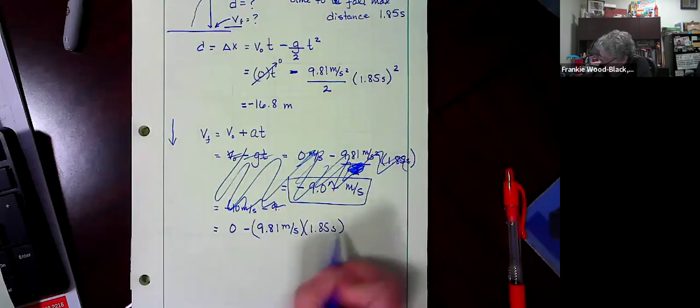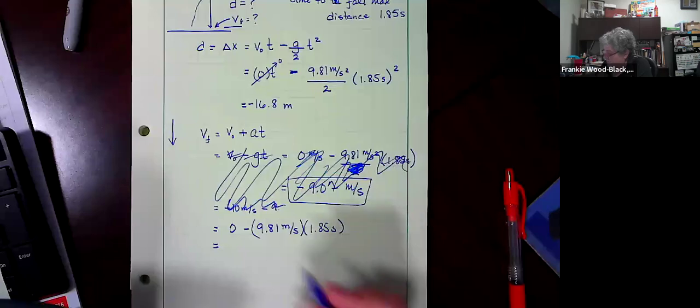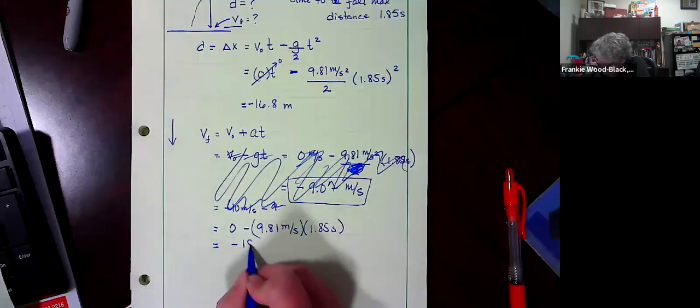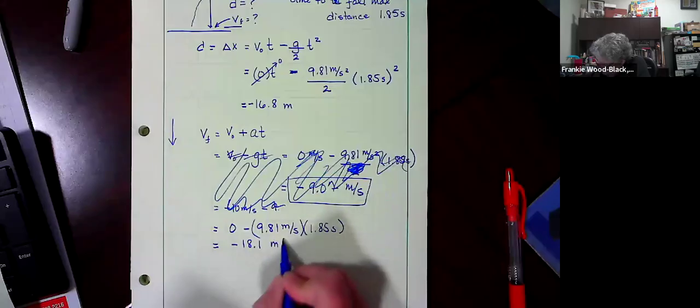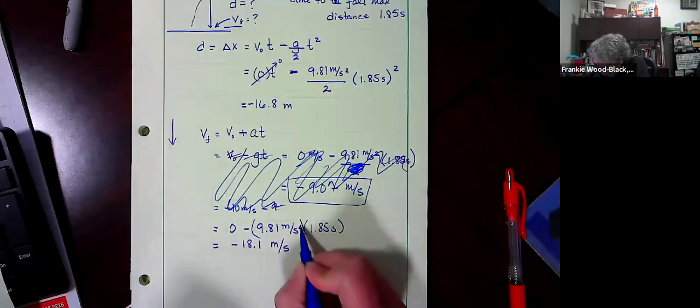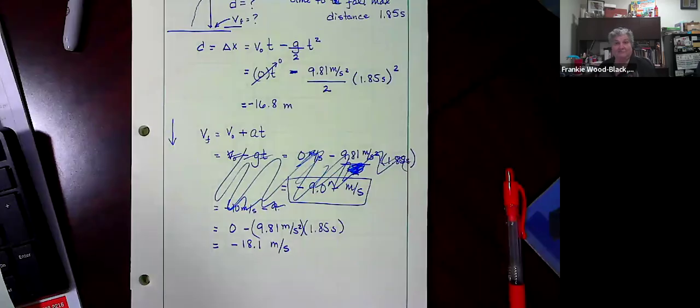1.85 seconds. Try that again. Much better. I get minus 18.1 meters per second, not second squared, so I make sure my units work out. So that shows you that it's easy to throw in an extra factor that you weren't even thinking about. So that's one issue that you have.